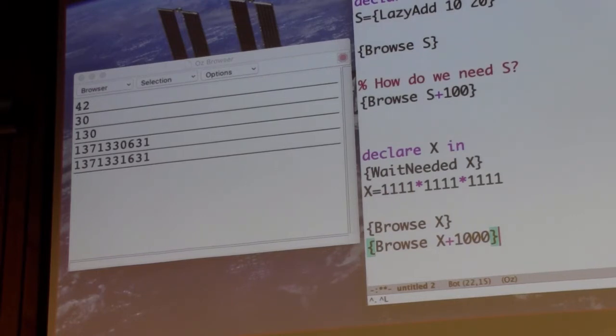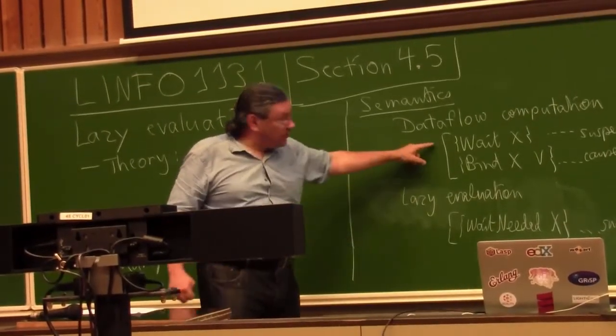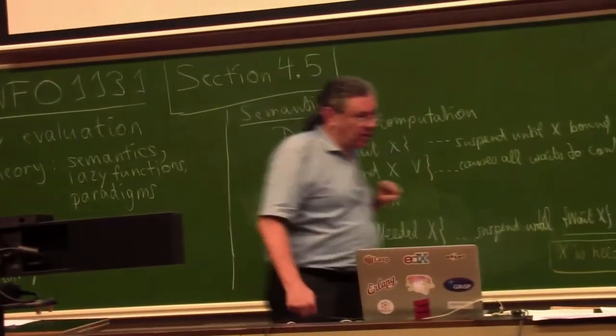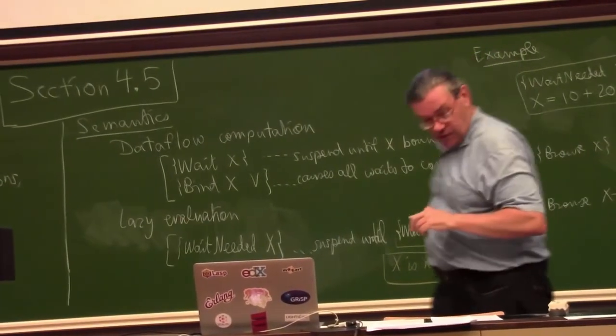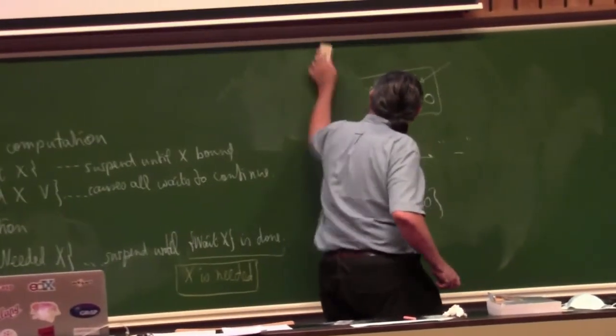So the addition operation is what triggers the calculation of x. This is totally different from the regular data flow. In regular data flow, you call a function, it's executed right away. Here it's not executed until it's needed, which means until another thread does wait x. So those are the primitive operations.